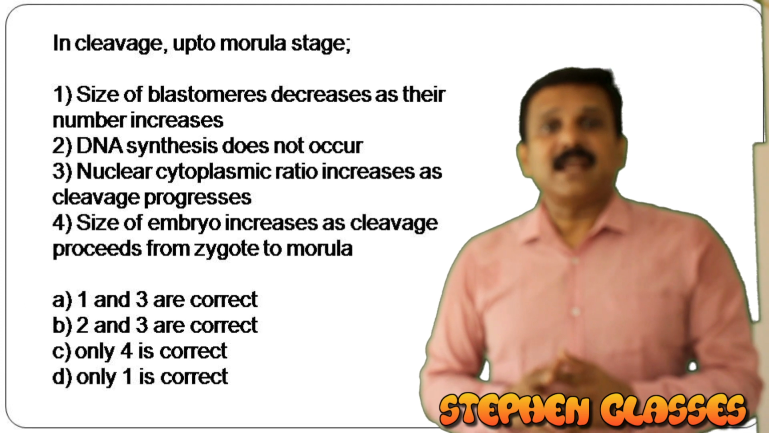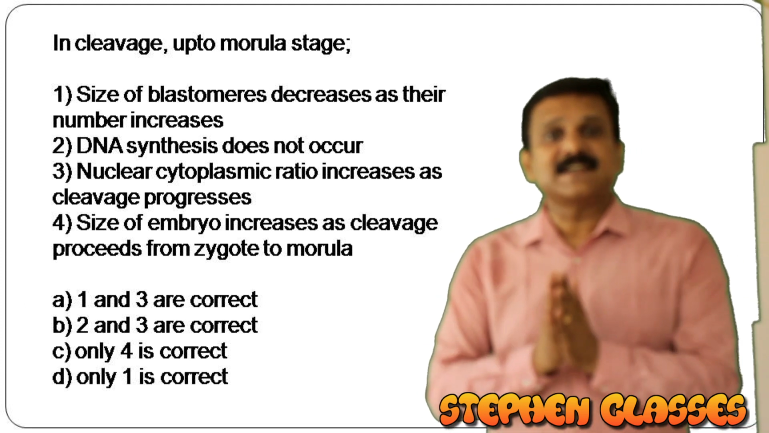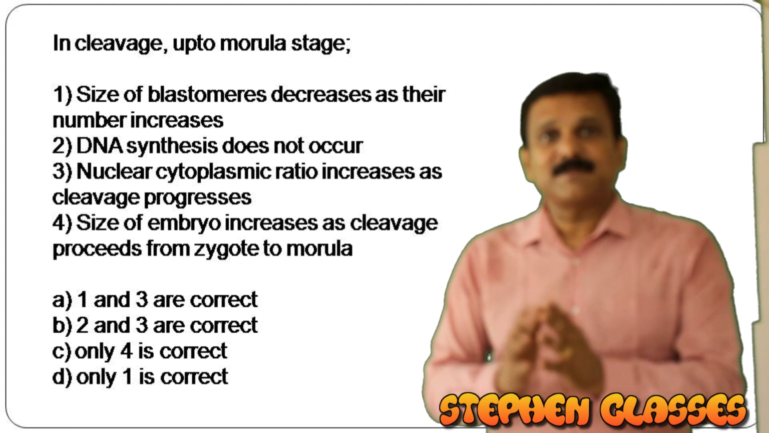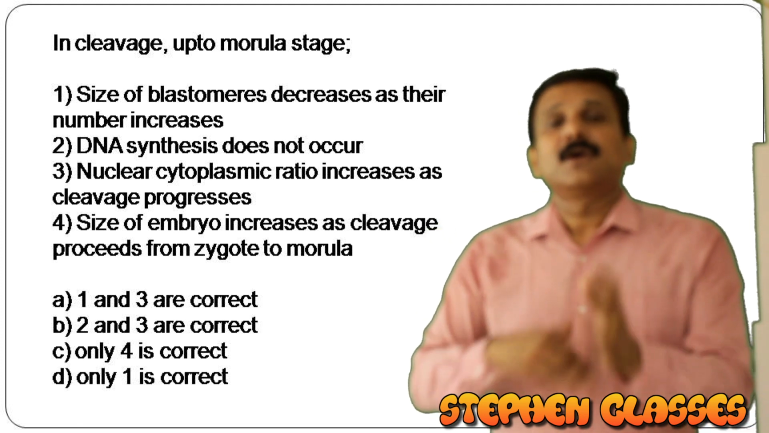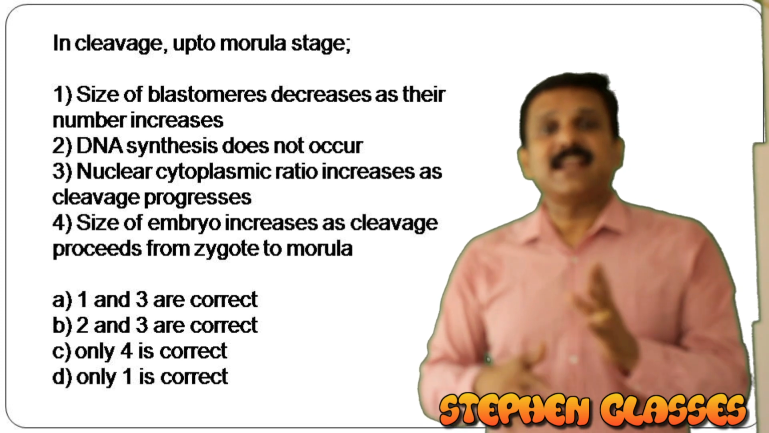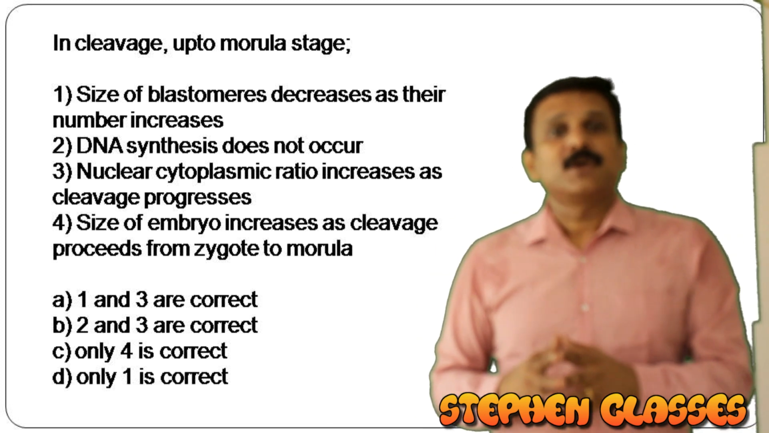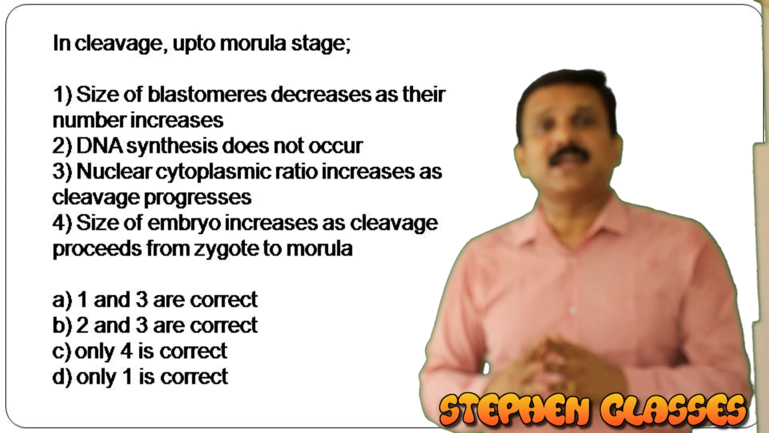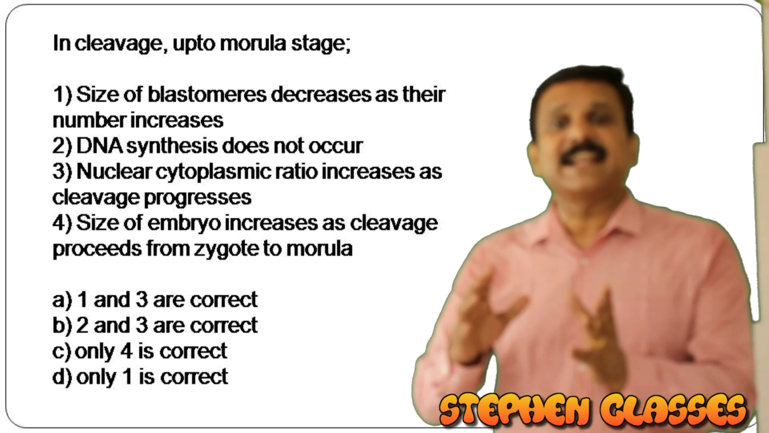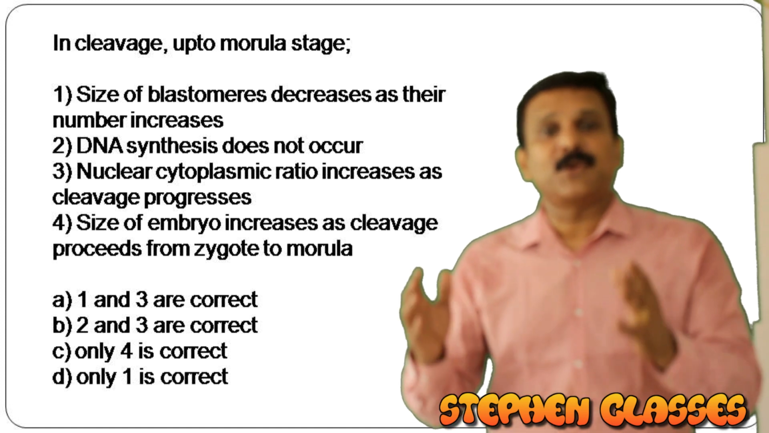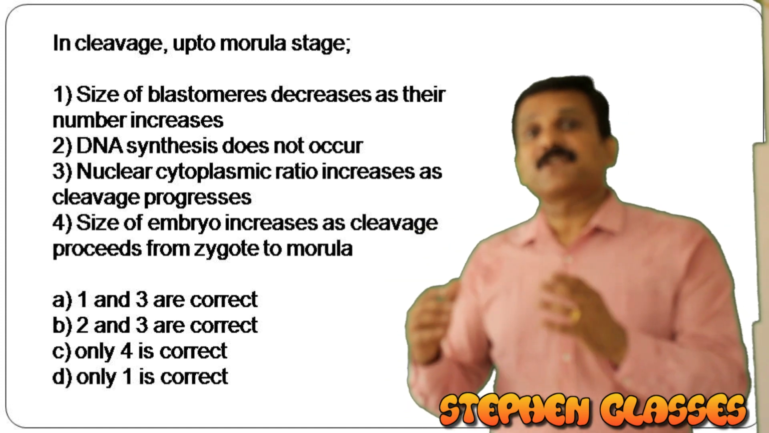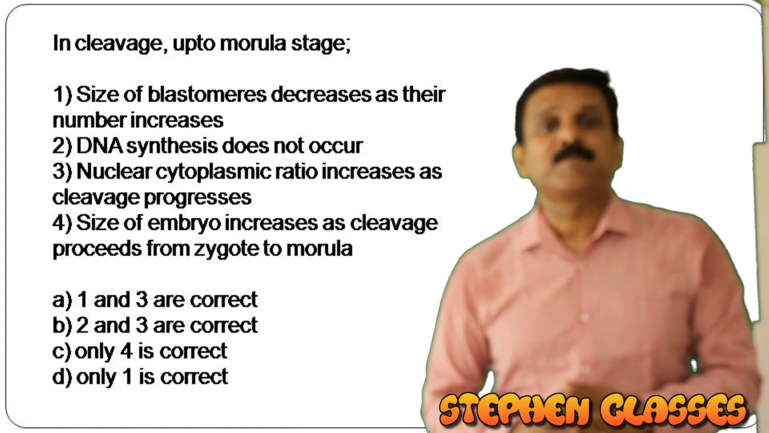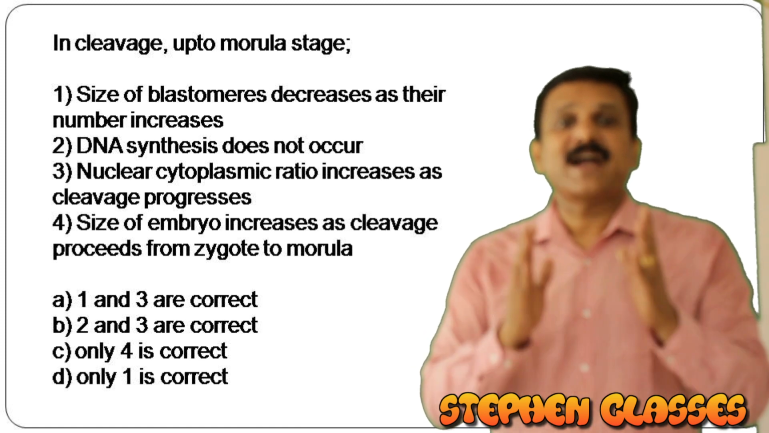So in the cleavage up to morula stage, the size of blastomere decreases. That is a correct statement. The third statement is also true: the nuclear cytoplasmic ratio increases, because cytoplasm is comparatively low compared with DNA. DNA will be multiplied, DNA synthesis will occur. So here the second statement is wrong: DNA synthesis occurs during embryonic development, of course. Then the fourth, size of the embryo increases as the cleavage proceeds from zygote to morula. No, the size of the embryo decreases. So the second and fourth statements are false, and the first and third are true. So the correct answer here will be option A: 1 and 3 are correct, 2 and 4 are wrong.